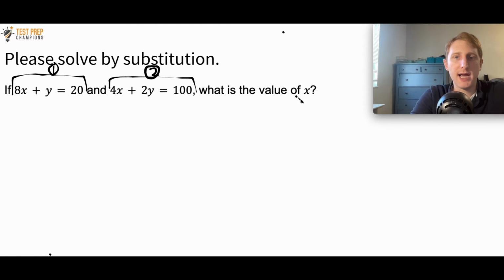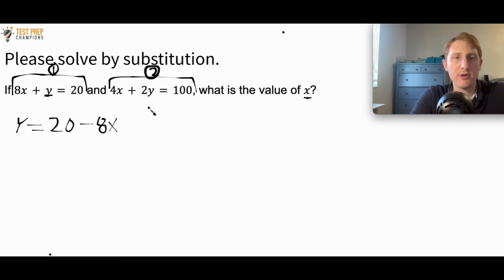Usually, whenever you're asked to solve for just one variable, so if it says, what is the value of x? I'm going to pick one of these equations, and I think it's easiest to start by solving for y, because I see that I've got a y here and I don't have a number in front of it. So often it's going to be easiest to pick that variable. If I do that, I get y equals 20 minus 8x. The reason I have 20 minus 8x is because I subtracted 8x from both sides. So I've got y equals 20 minus 8x.